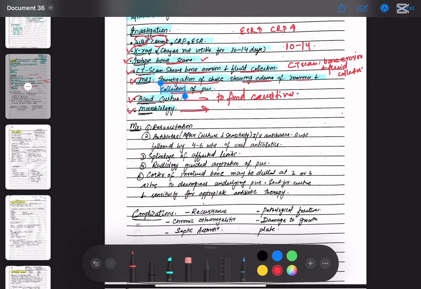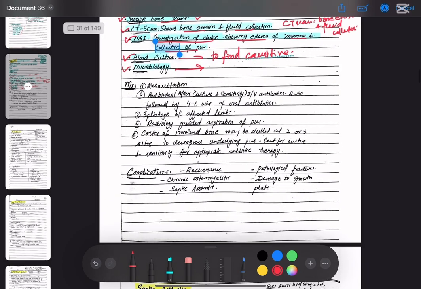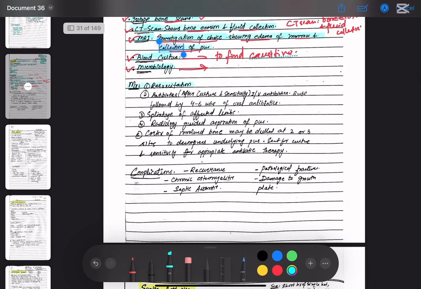So what are the main investigations of choice? That is WBCs and C-reactive proteins and X-rays and bone isotopes and the culture and microbiology and MRI and CT scan. Now the management options for the osteomyelitis are that first of all, the resuscitation is done. Then antibiotics are given after culture and sensitivity. Intravenous antibiotics are given, which are 2 weeks followed by 4 to 6 weeks of oral antibiotics. And splintage of the affected limbs is provided. Radiology guided aspiration of the pus is done, and cortex of the involved bone may be drilled at 2 or 3 sites to decompress the underlying pus, and sent for culture and sensitivity for appropriate antibiotic therapy.